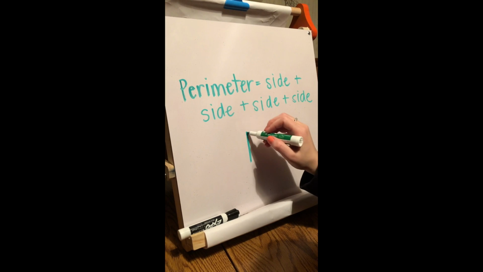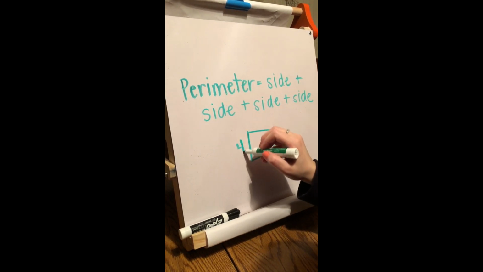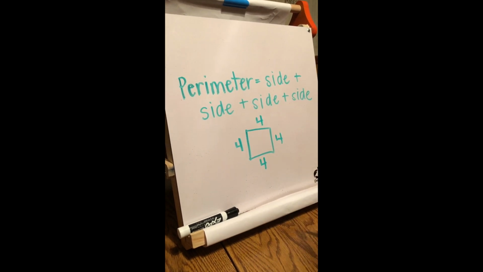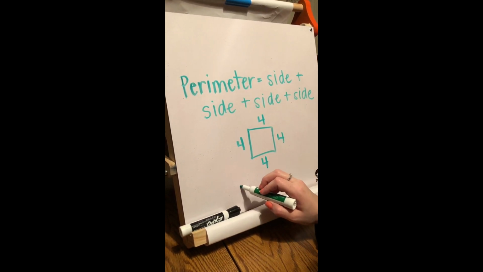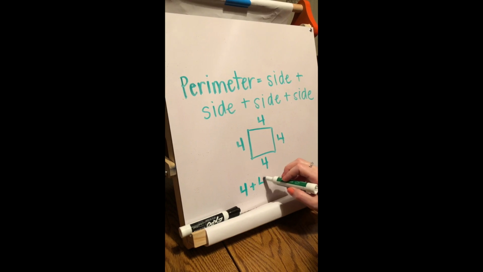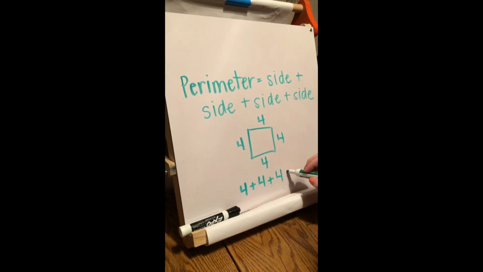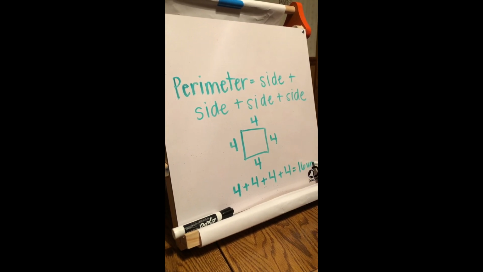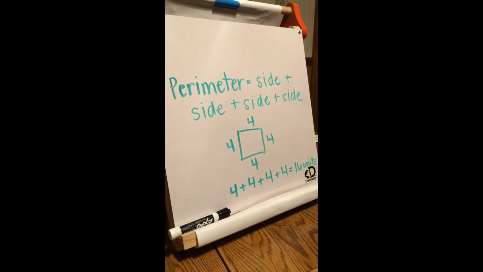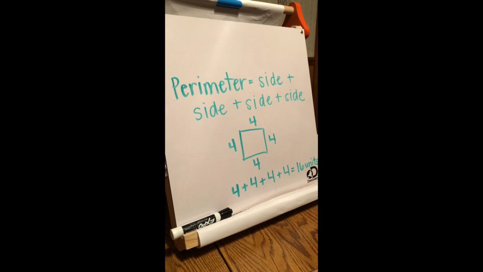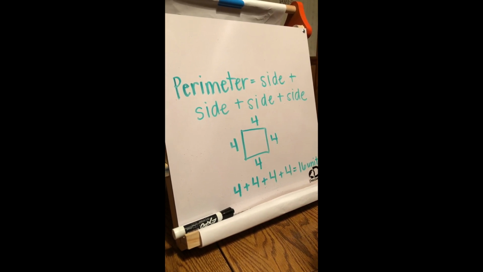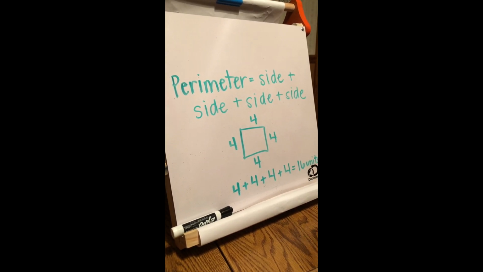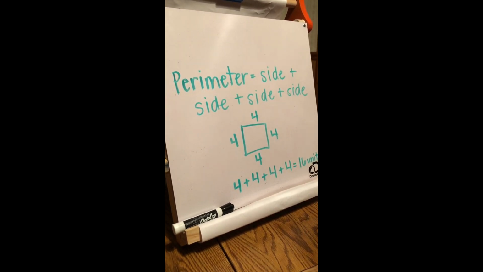So say we have the same square and we know that this side is 4, this side is 4, this side is 4, and this side is 4 units long. So to find the perimeter, we would do 4 plus 4 plus 4 plus 4, and that equals 16 units. So just remember that the area is the inside of the shape and the perimeter is the distance around the outside of the shape.